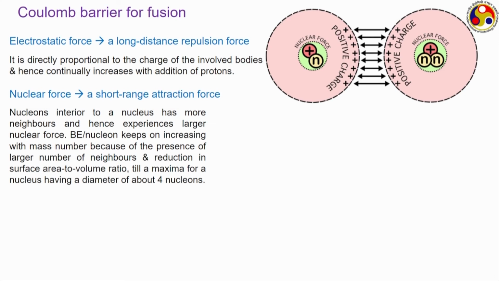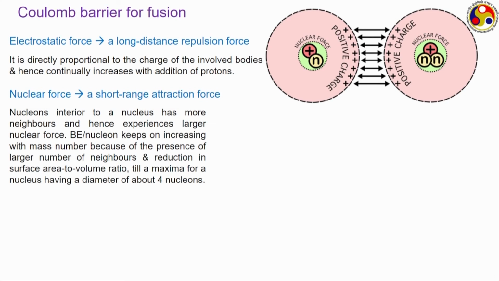Binding energy per nucleon keeps on increasing with the mass number because of the presence of a large number of neighbors. As the number of neighbors keeps on increasing, every nucleon, particularly those in the interior, keeps on experiencing a larger amount of nuclear force. Also, the surface area to volume ratio keeps on decreasing as the volume increases, and therefore there will be even lesser possibility of having any kind of interaction.